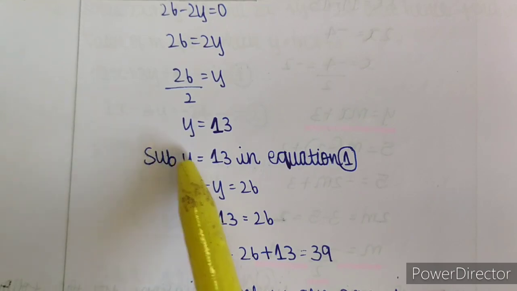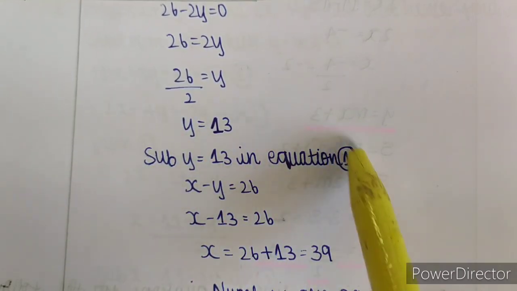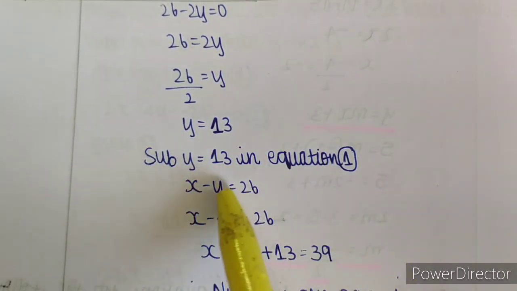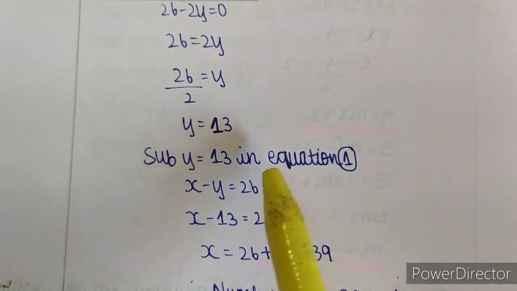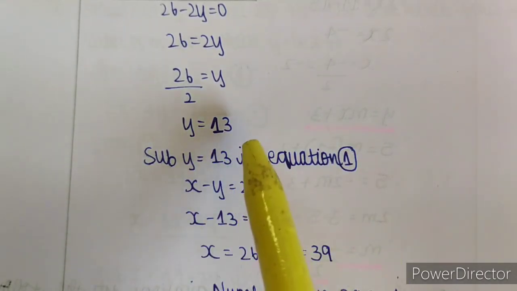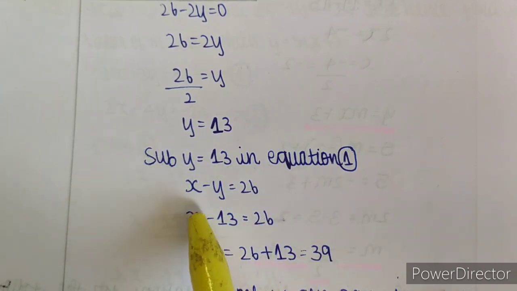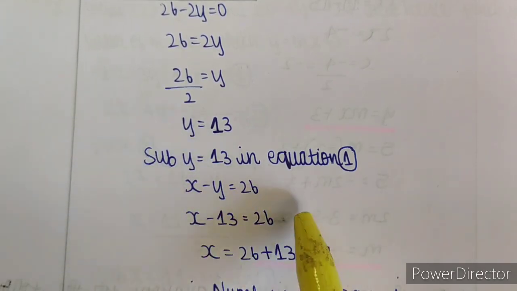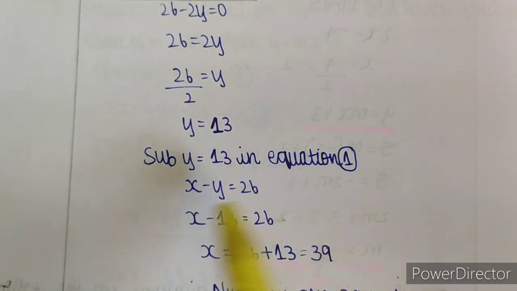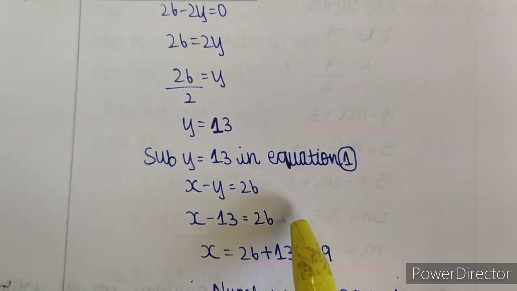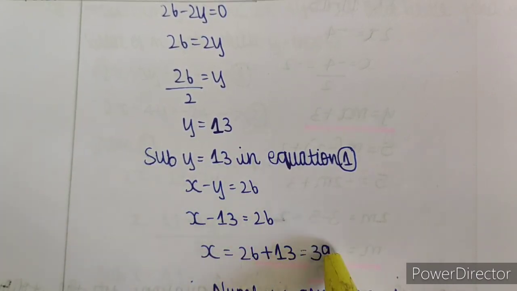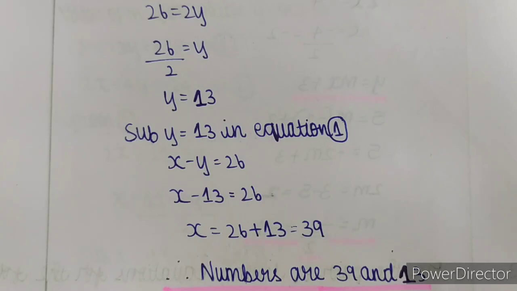Now substitute y is equal to 13 in equation 1. So x minus y is equal to 26 is the first equation. In the place of y we are now going to substitute 13. So x minus 13 is equal to 26. Here to get the value of x, bringing this minus 13 to the other side, it changes to plus sign. So x is equal to 26 plus 13. So x is equal to 39. Therefore the numbers are 39 and 13.